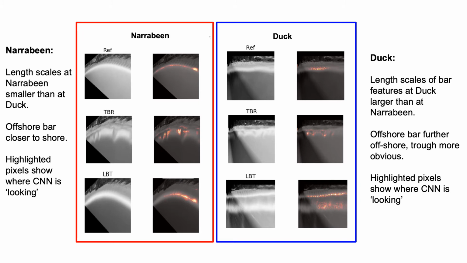They confirm that the CNN is looking in the right locations. The CNN is looking where we would look if we were to make a categorization, and that is the shoreline and the sandbar patterns that are illuminated by the wave breaking. I want to note that I have fed these images directly into the CNN, so that includes the black triangles at Narrabeen and even the differences in color histogram at Duck.